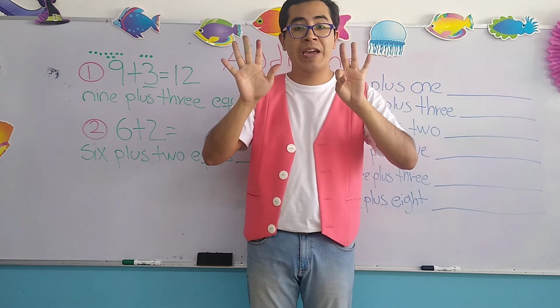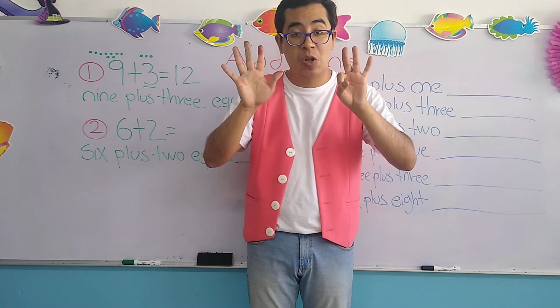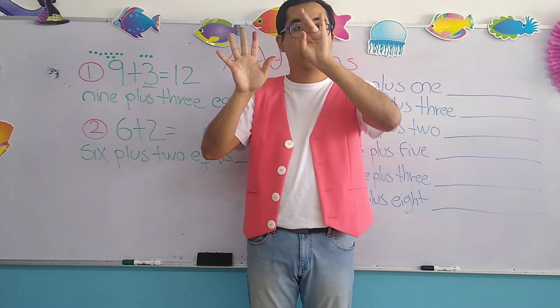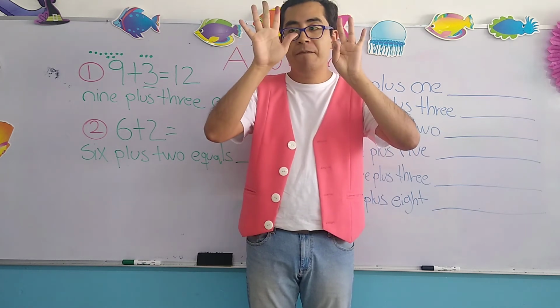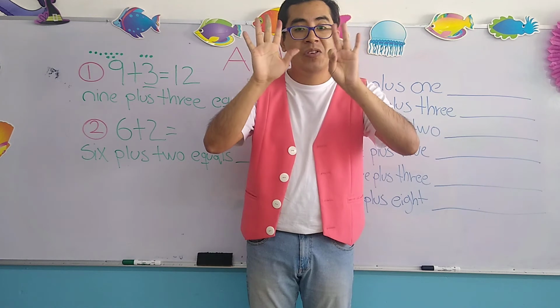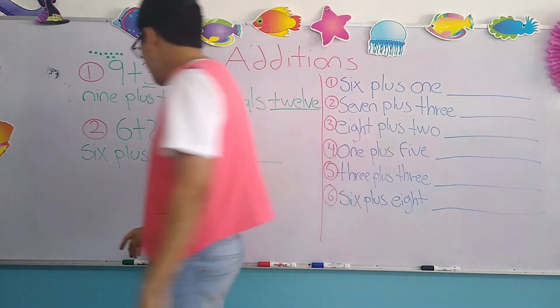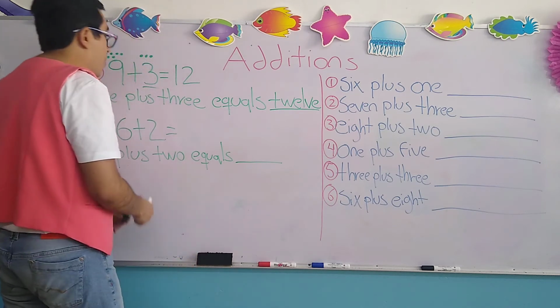That's it, okay? Now let's count all of the fingers to see the result. 1, 2, 3, 4, 5, 6, 7, 8. Okay, so what's the result? Number 8. The number that looks like hola.